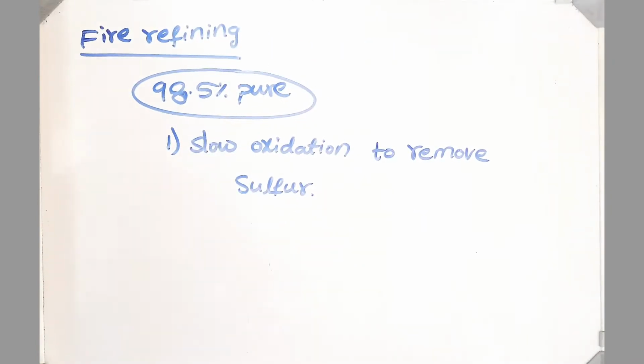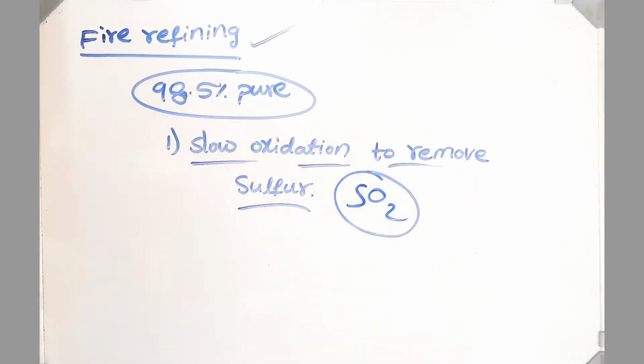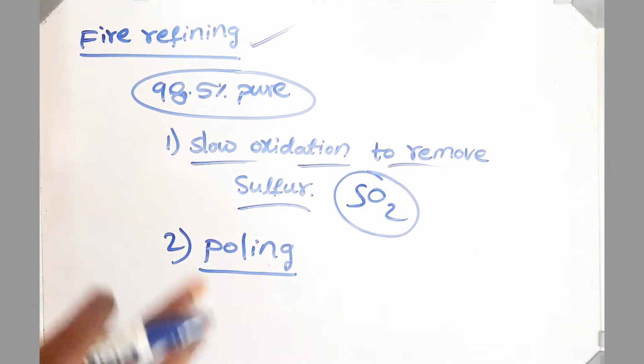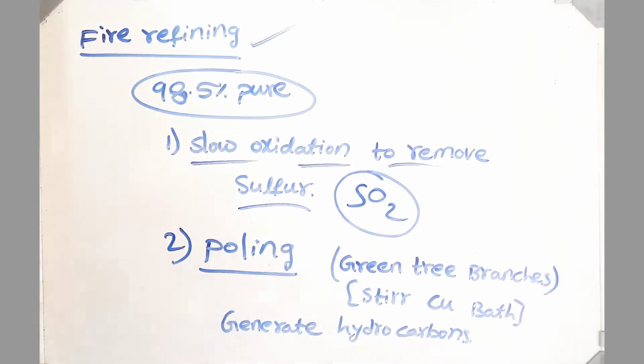Now we have 98.5% pure blister copper. The first step of refining, friends, is fire refining. Here we do slow oxidation to remove sulfur as sulfur dioxide, and we do not want any oxidation of copper. But as we are blowing oxygen, there will be a lot of dissolved oxygen in the copper, right? So there is another method called poling. This helps in the removal of dissolved oxygen in copper with the help of hydrocarbons generated. Friends, this method is very crude but very effective. Here we take green tree branches and stir the copper bath with them, and they generate hydrocarbons. They in turn help in the removal of dissolved oxygen from the bath.